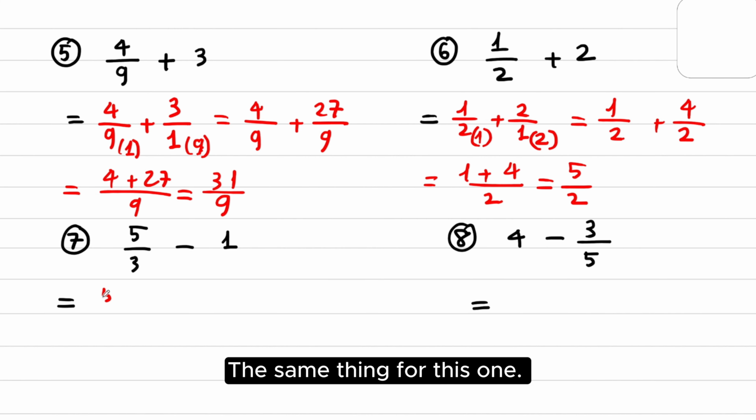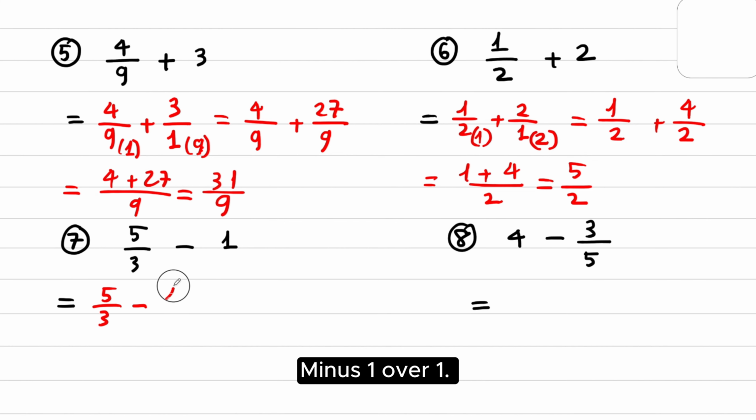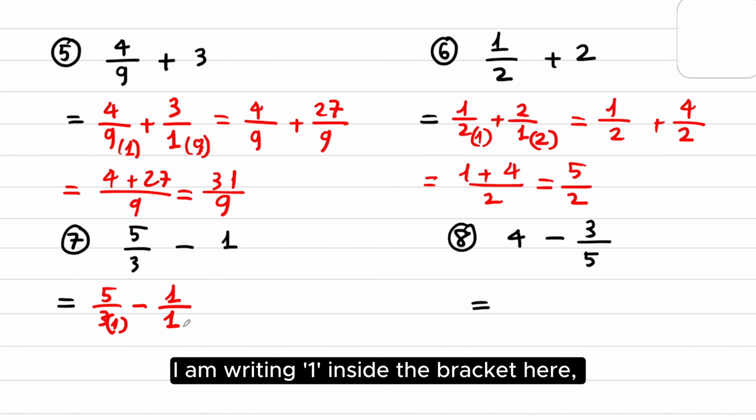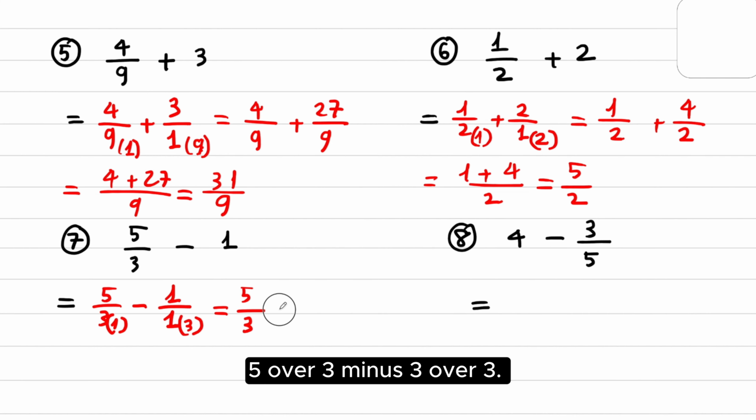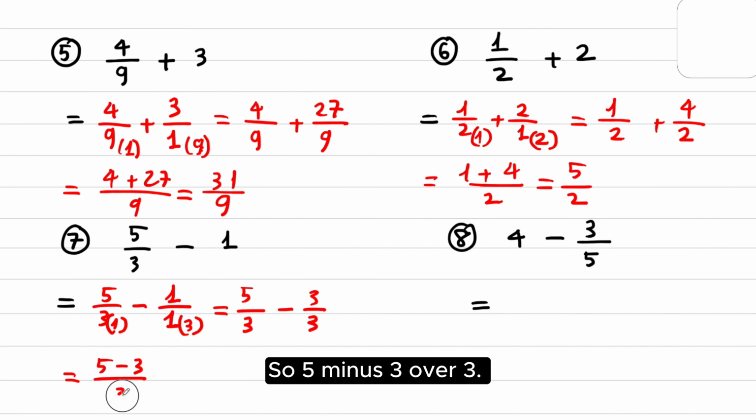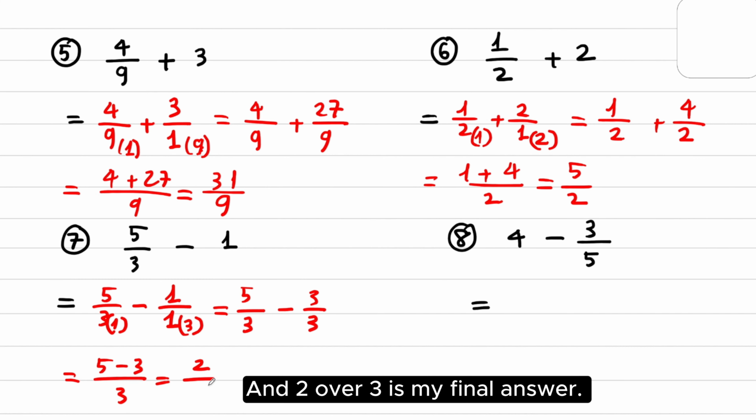Yeah, the same thing for this one. Minus 1 over 1. I write down 1 inside the bracket here and 3 inside the bracket here. Next step, 5 over 3 minus 3 over 3. So 5 minus 3 over 3, and 2 over 3 is my final answer.